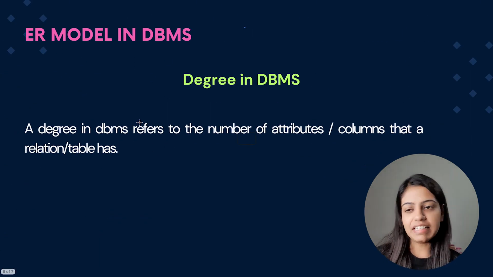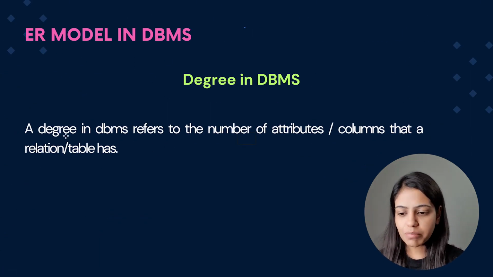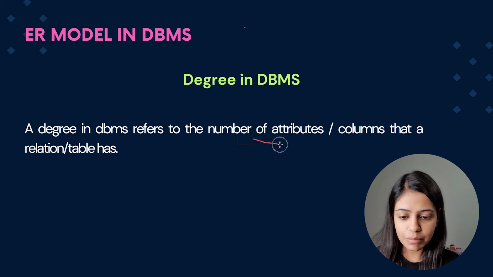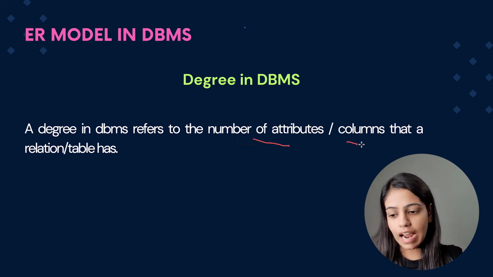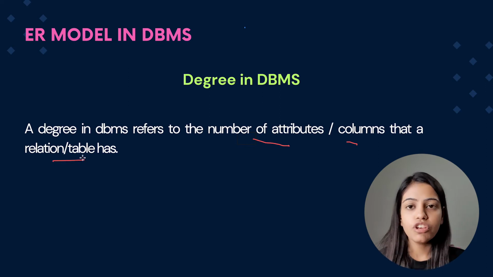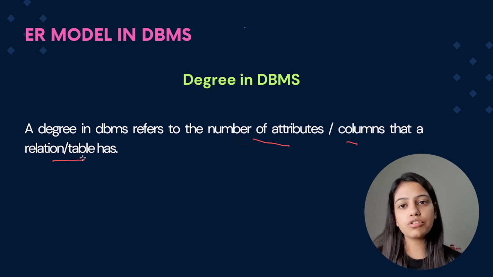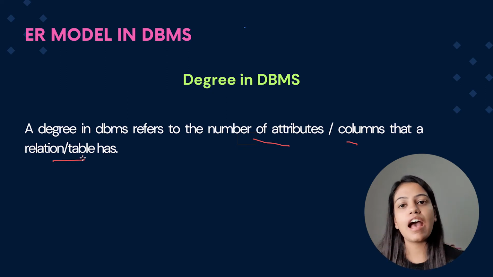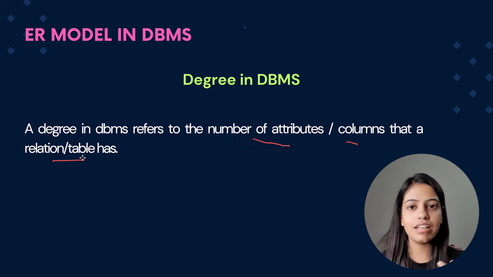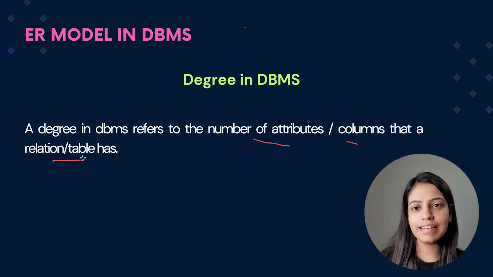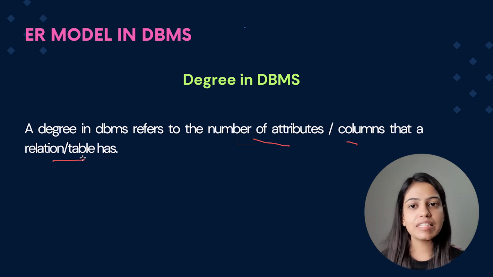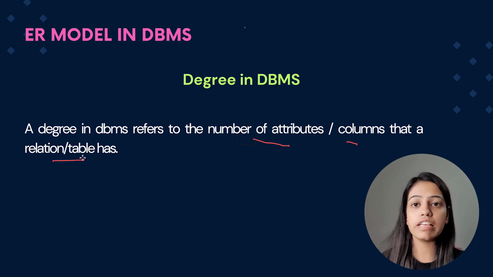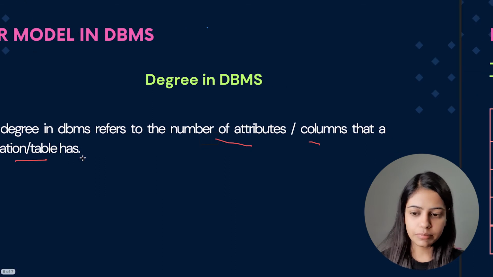Now what is degree in DBMS? Degree in DBMS refers to the number of attributes or columns that a relation or table has. So basically the number of attributes your entity has is called the degree. Consider that there is a customer table. Customer may have some attributes: customer ID, customer name, customer Aadhaar details. So the degree is 3. The number of attributes or columns in a relation or table is called the degree.